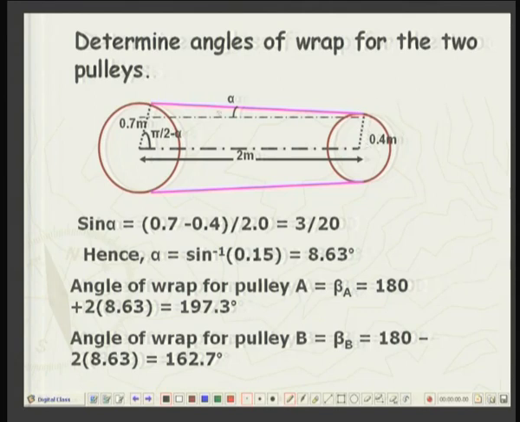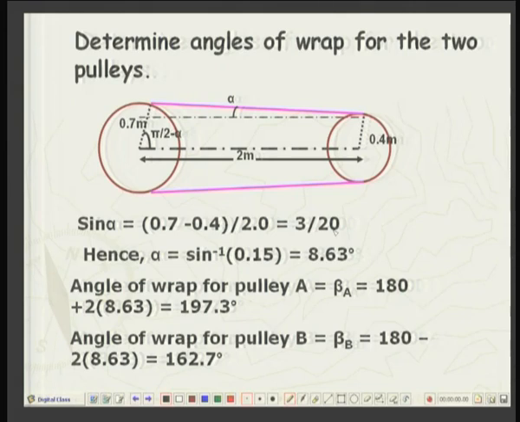So, you look at this parallelogram. If this side is 2 meter, this side is also 2 meter. So, this is sine alpha, which is equal to (0.7 minus 0.4) by 2, so 3 by 20, okay, and therefore, alpha is sine inverse of 0.15, which is 8.63 degrees.